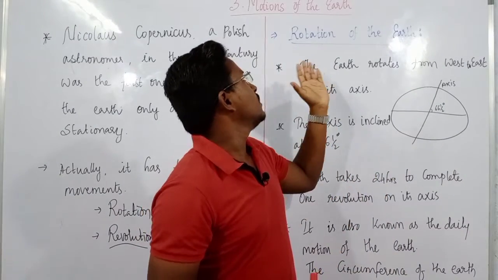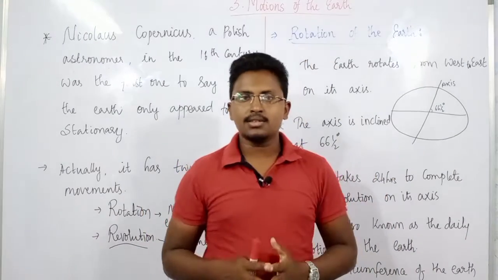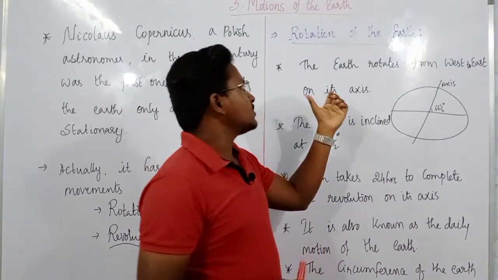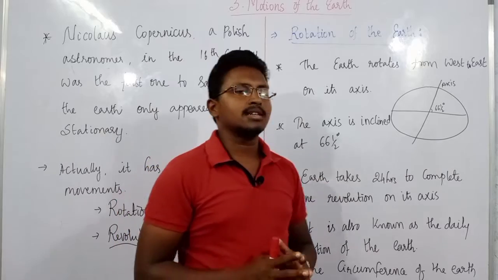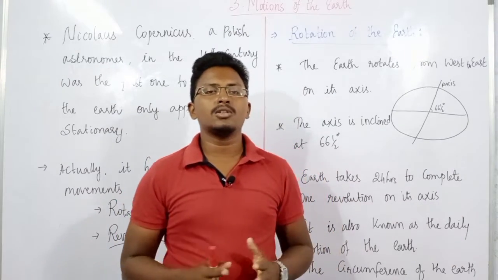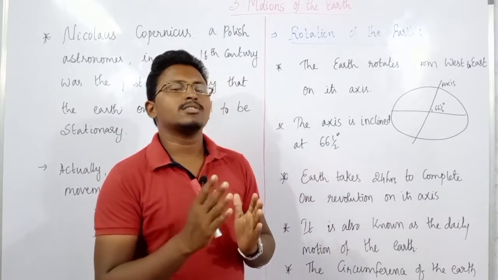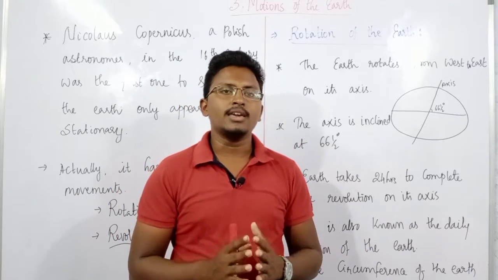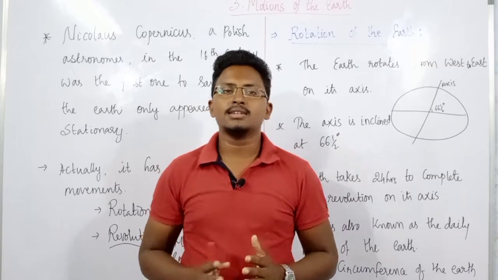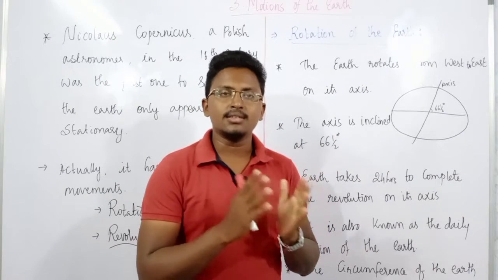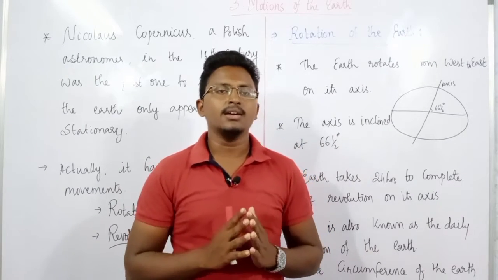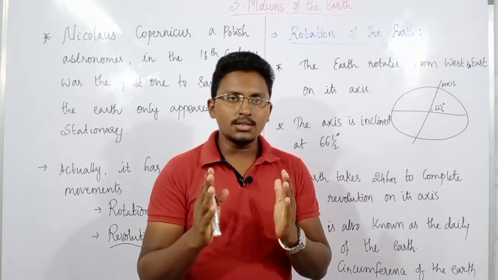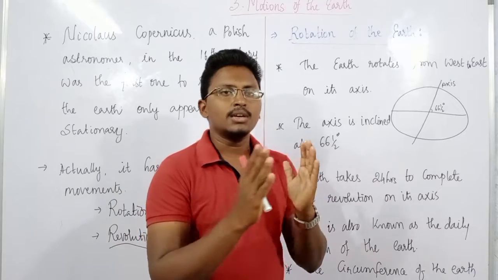Rotation of the earth. First we will discuss the rotation of the earth. The earth rotates from west to east direction on its own axis. As you all know, our earth is rotating from west to eastern direction. This is the reason why the sun rises in the eastern direction. Why it is rising in the eastern part is because the earth is moving from western to eastern direction.